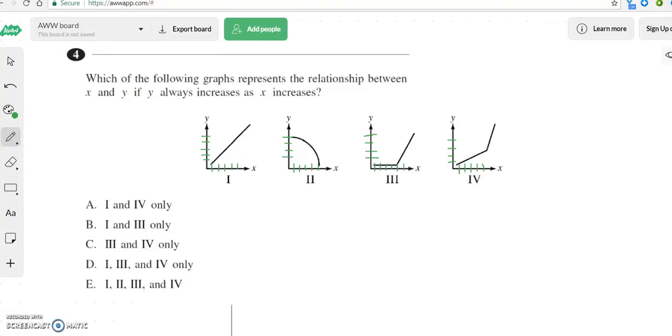Okay, we are working on the practice Math HiSet Test, FPT 7, and we're on question number 4. This question has appeared on just about every one of the HiSet practice tests that I have looked at, and the students have to have a certain amount of knowledge to be able to answer this question.